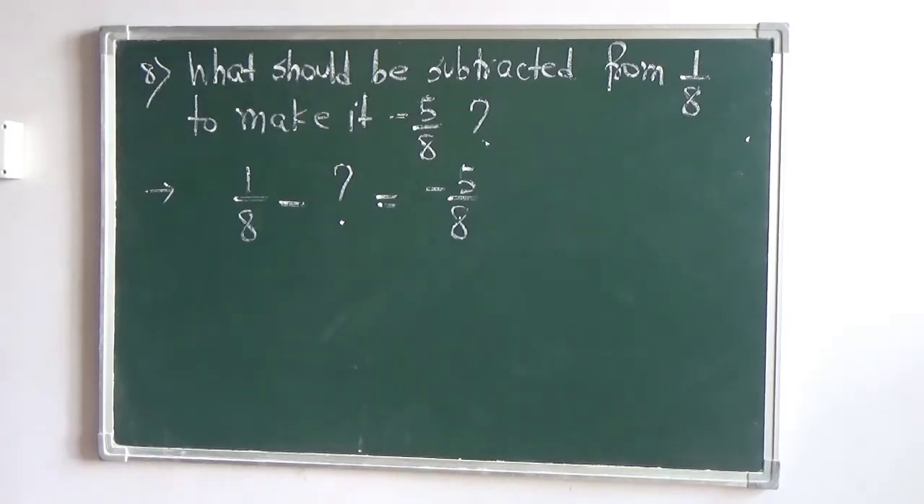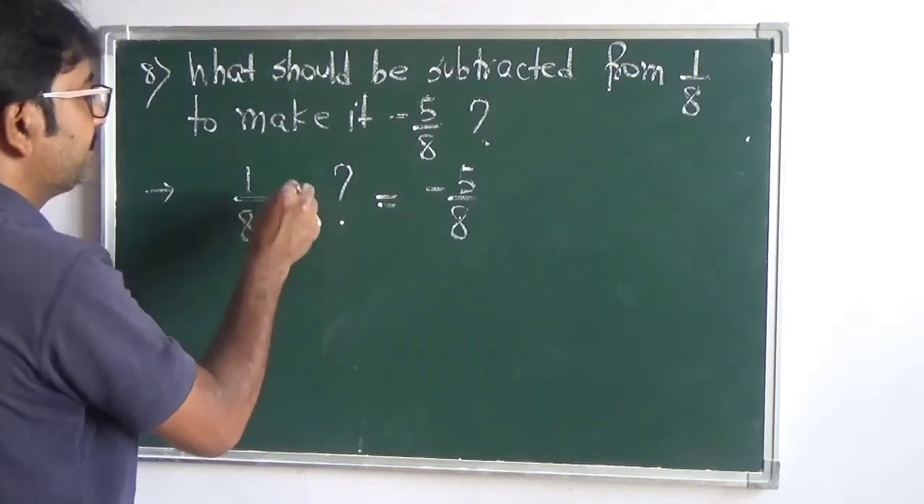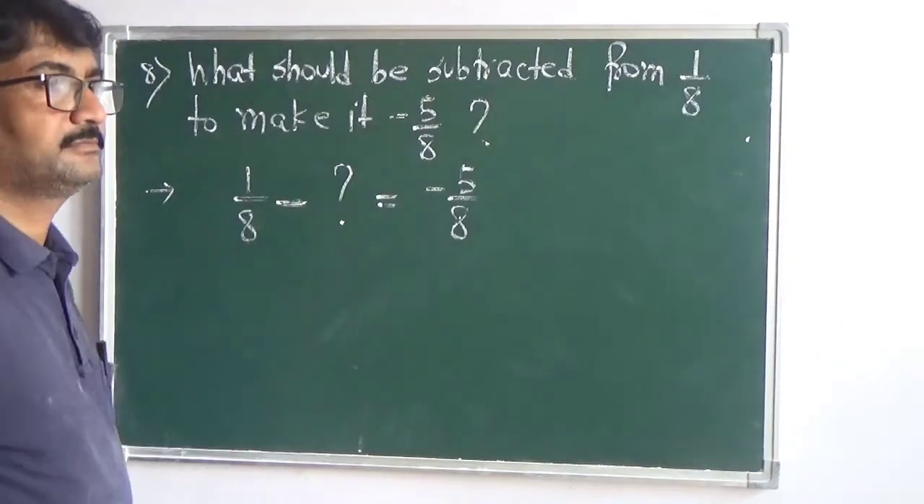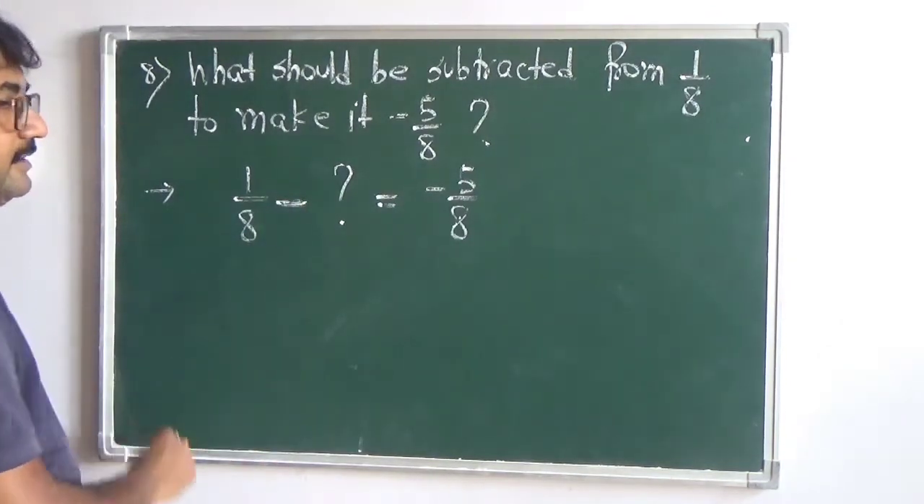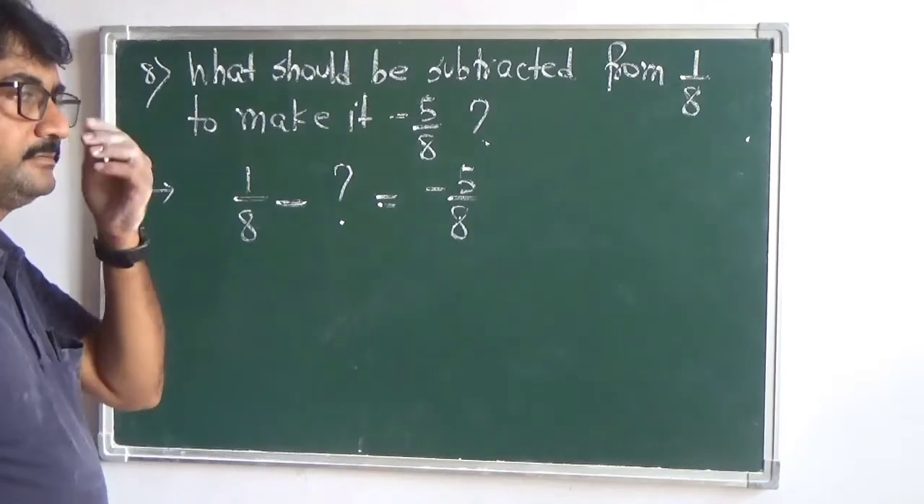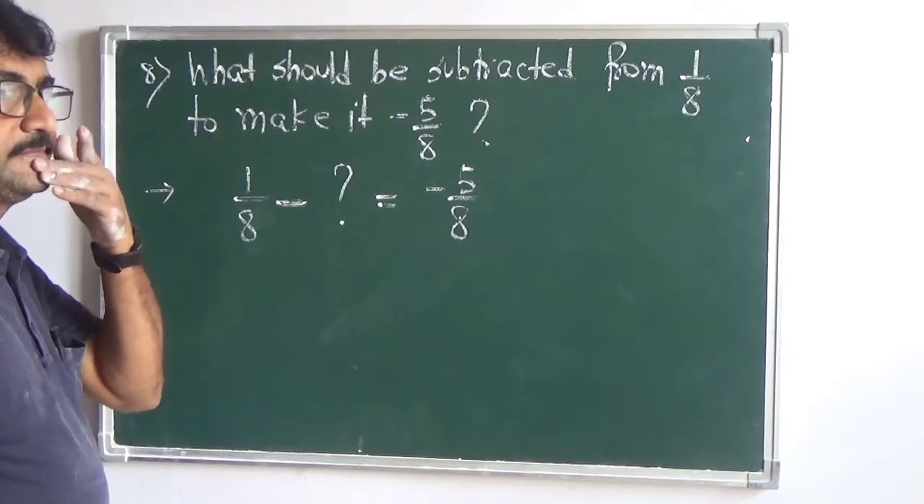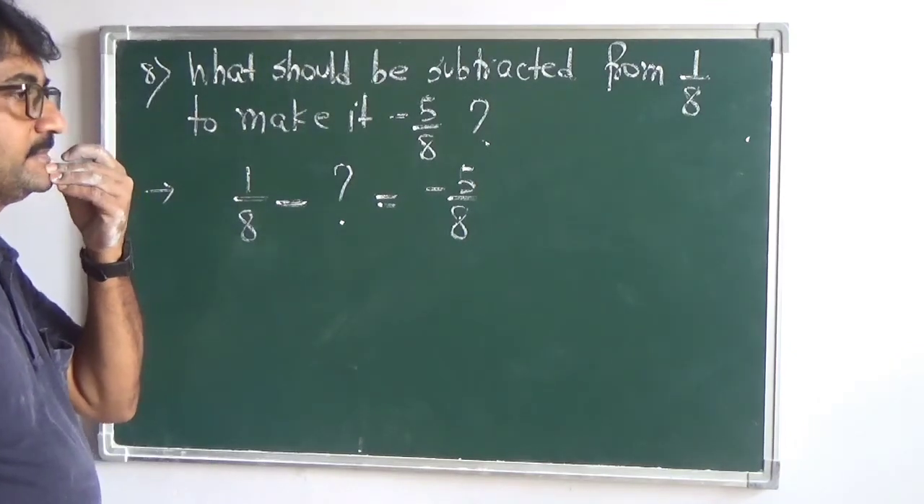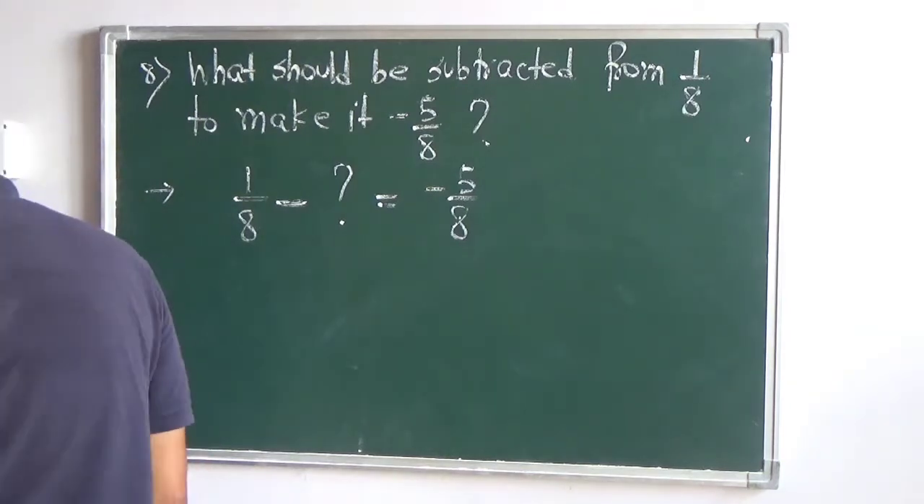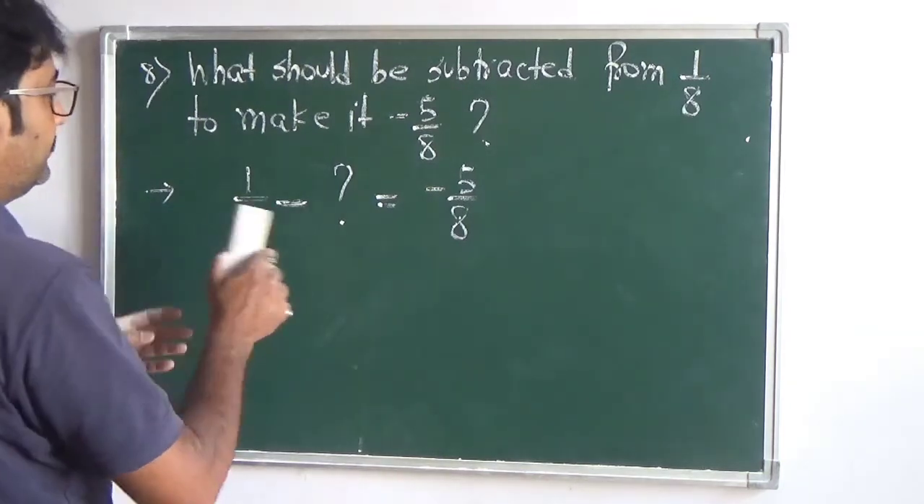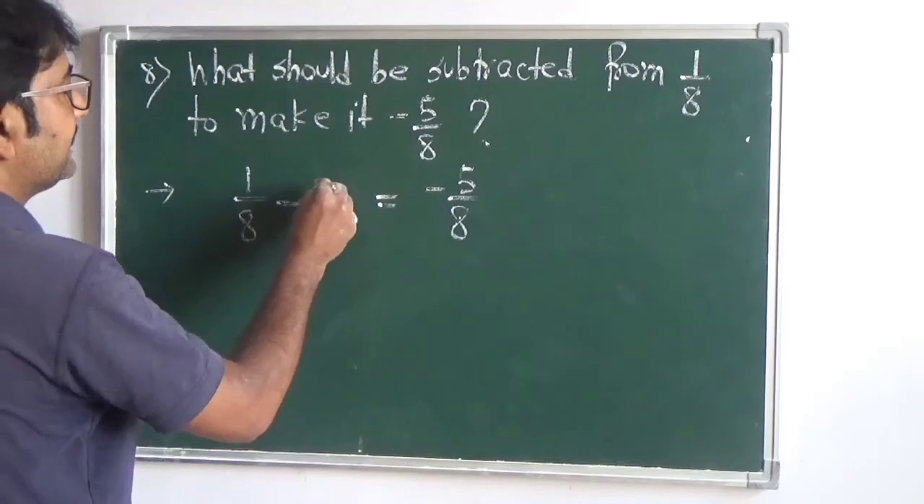3 by 4. Sir, 3 by 4. Okay. So what was your procedure? How did you solve this? Sir, first I took a variable x. Okay, and then put it in that equation. So we take it as x.